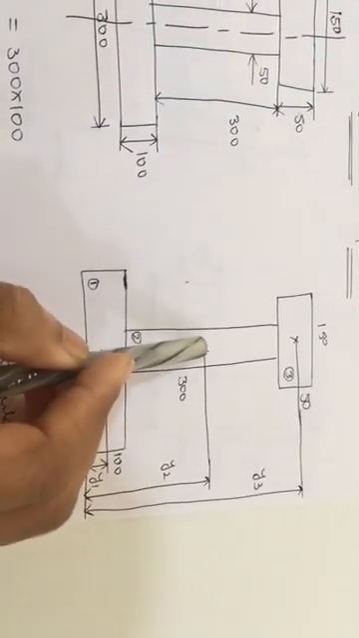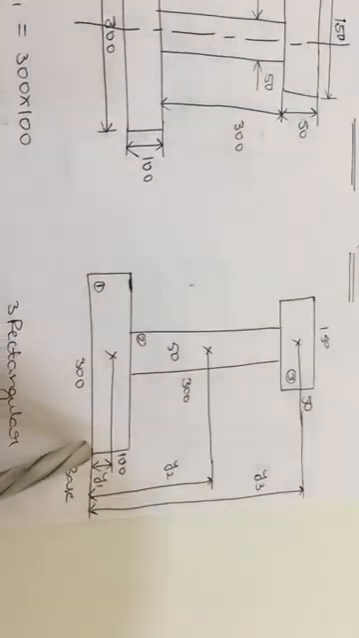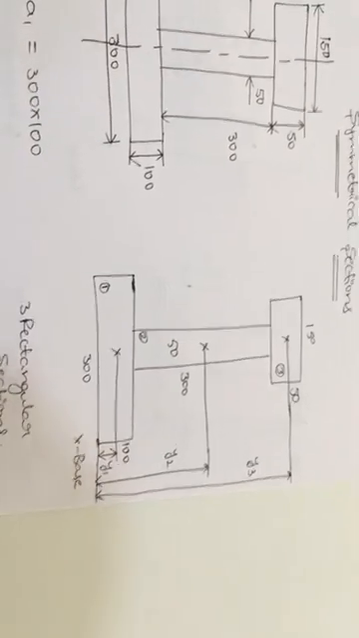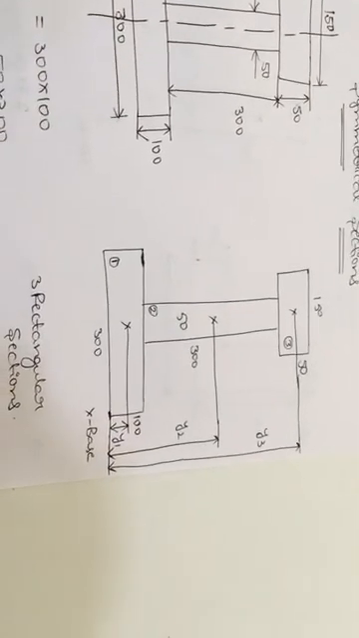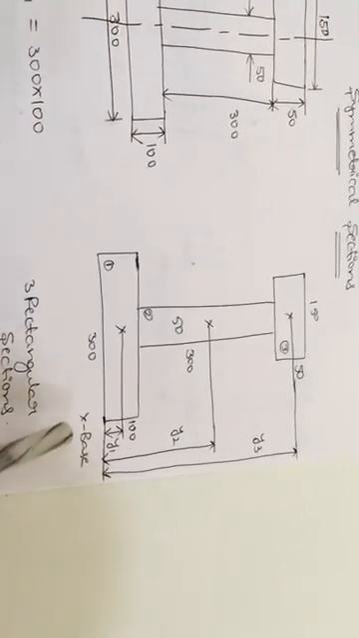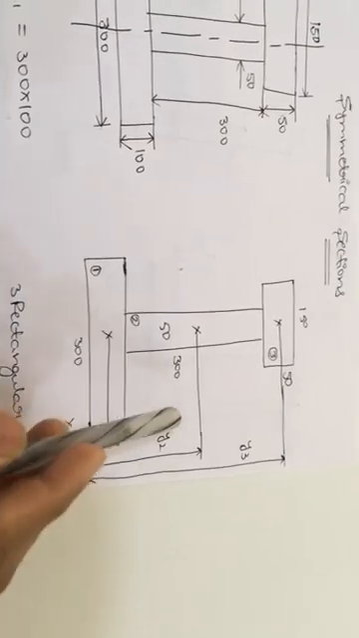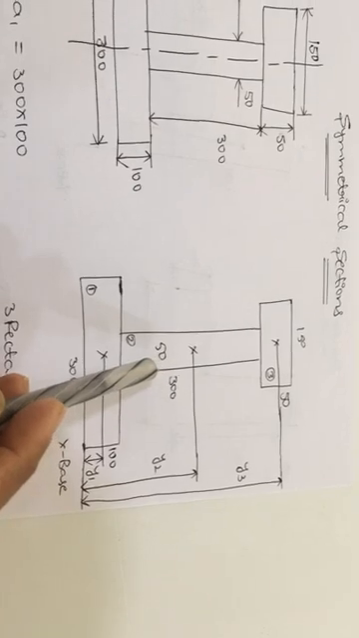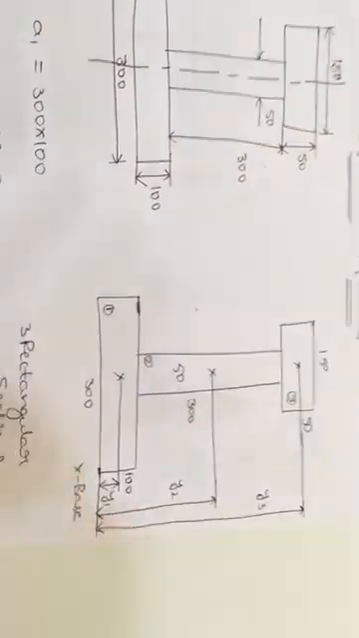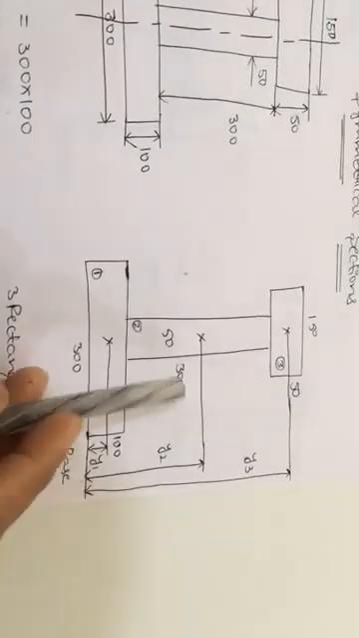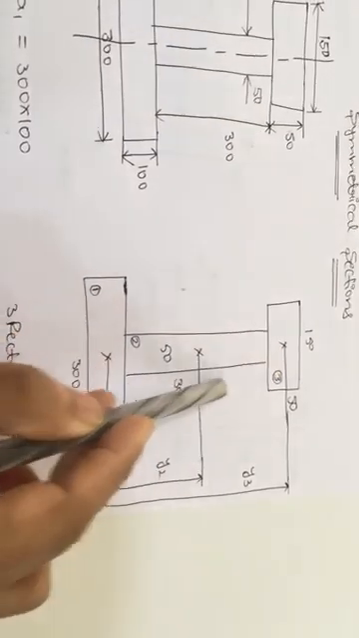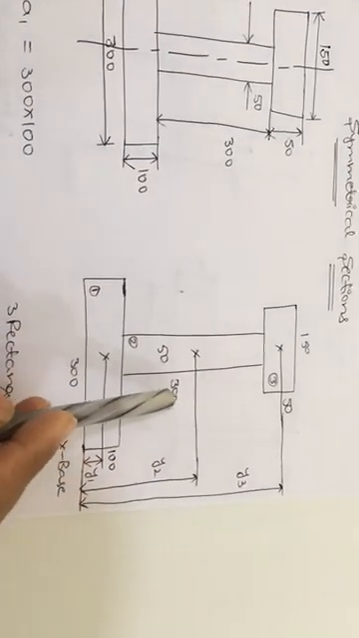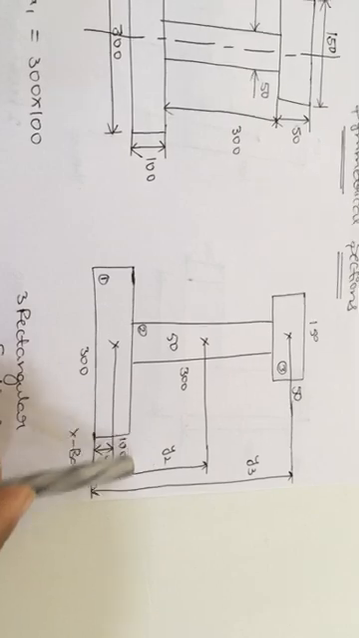Next, y2 is the distance from the centroid of the second section and up to the base. But formula will be applicable up to that individual section only. But we need to calculate up to the x base. So y2 will be, what is the formula for the rectangular section? Y bar formula d by 2. So here for the second section, depth value is 300. So 300 by 2 up to here.